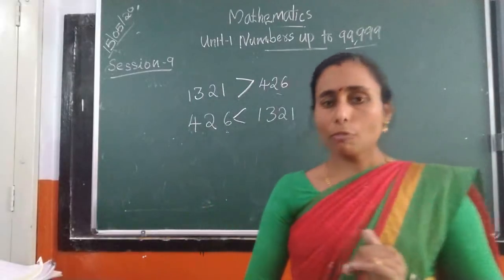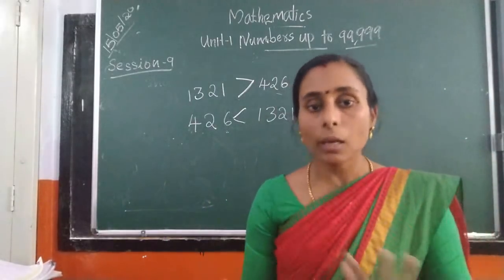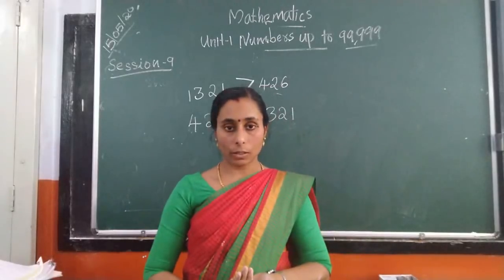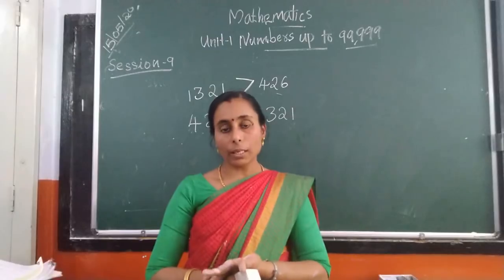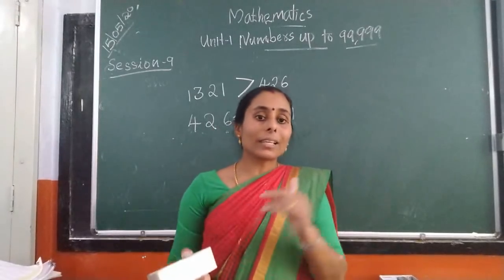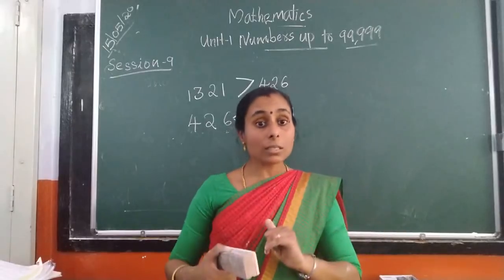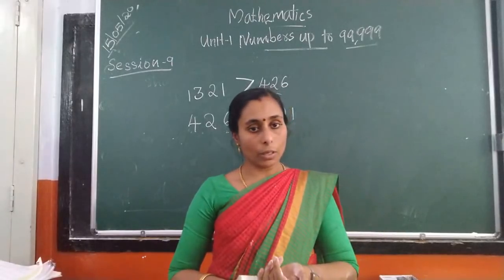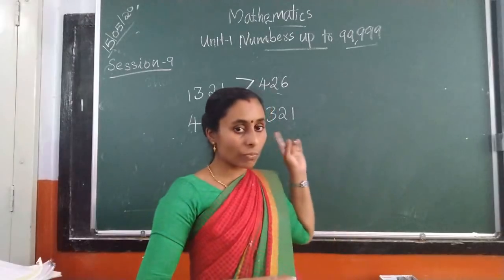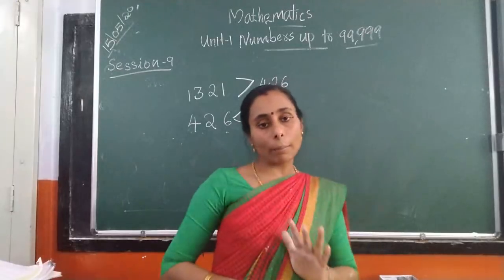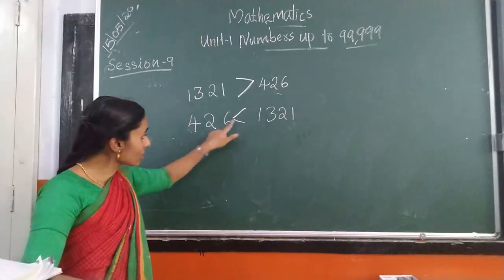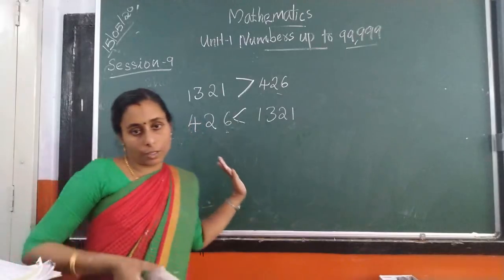To compare numbers, first we have to count the digits of all the given numbers. The number having more digits is the greater number, and the number having fewer digits is the smaller number. When we put the greater than symbol, the greater number comes first. When we place the less than symbol, the smaller number comes first.